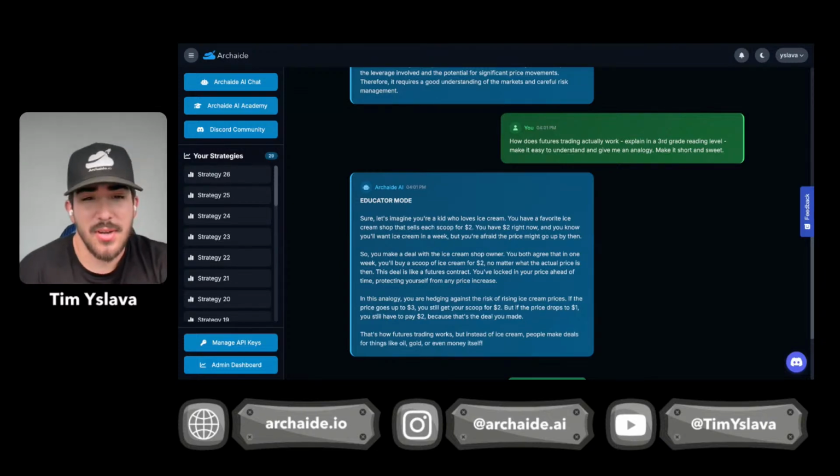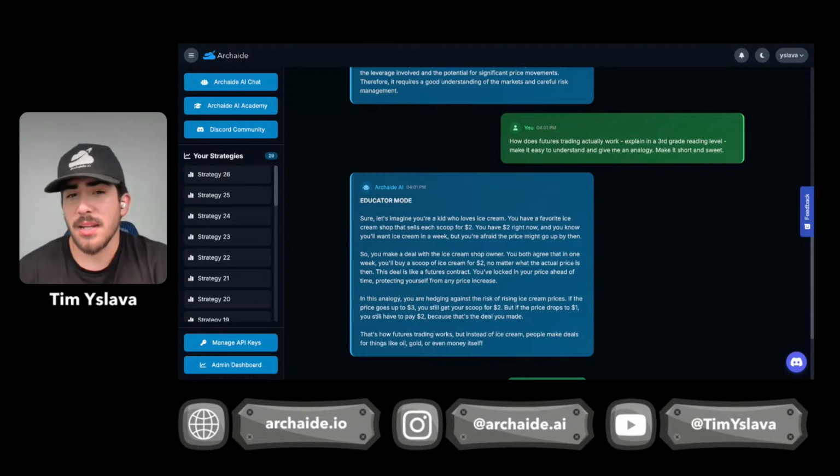This deal is a futures contract. You've locked in your price ahead of time, protecting yourself from any price increase. And in this analogy, you are hedging against the risk of the price of ice cream increasing. If the price goes up to $3, you'll still get your scoop for $2. But if the price drops to $1, you still have to pay $2 because that's the deal you made. That's how futures trading works. But instead of ice cream, people make deals buying things like oil, gold, or money itself."